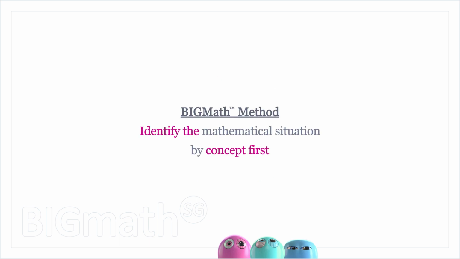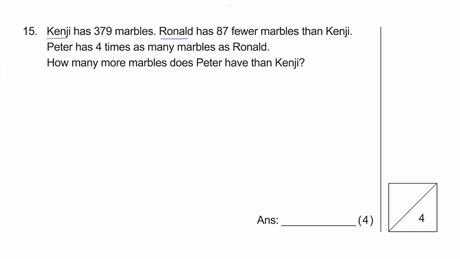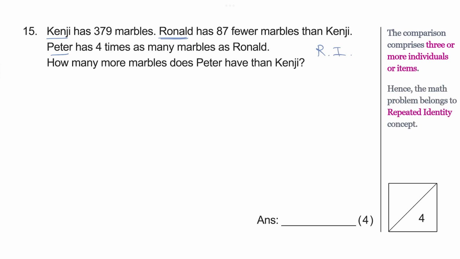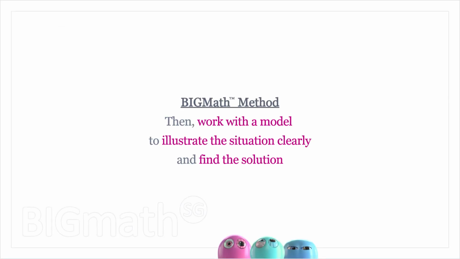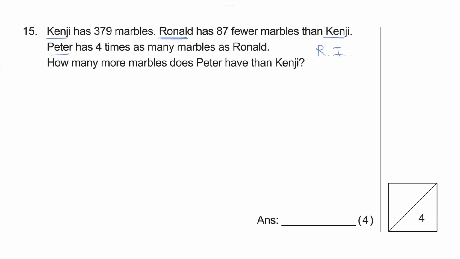Let's have a look at the Big Math problem-solving method now. First, identify the mathematical situation by concept to set the course for thinking. Kenji, Ronald, Peter. The comparison comprises 3 or more identities and one of them is compared with the others multiple times. That means the math problem belongs to the repeated identity concept. Now that we know it is a repeated identity question, let's work with a model to illustrate the situation clearly and find a solution.